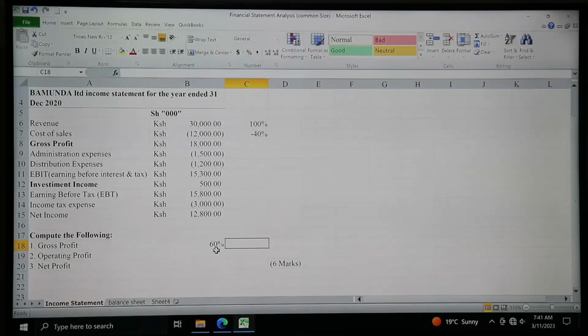You can compute the operating profit and the net profit. Just compute that, and once you get the value, please send your results there on the chat.